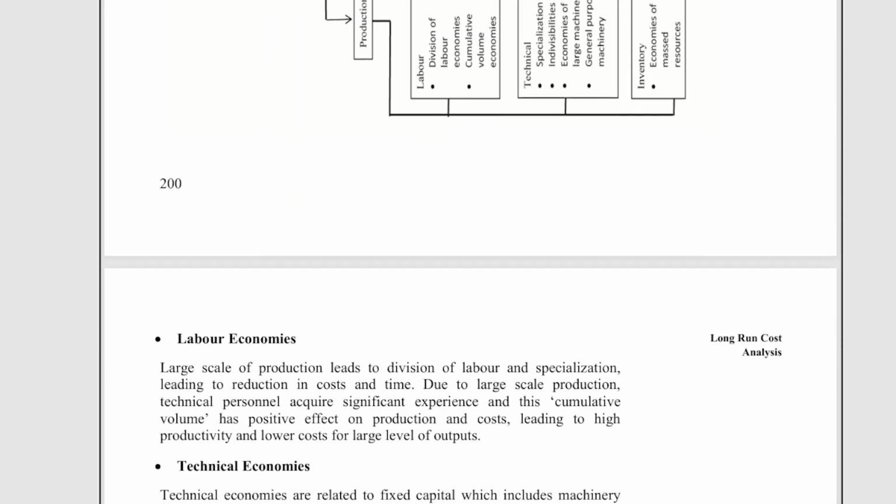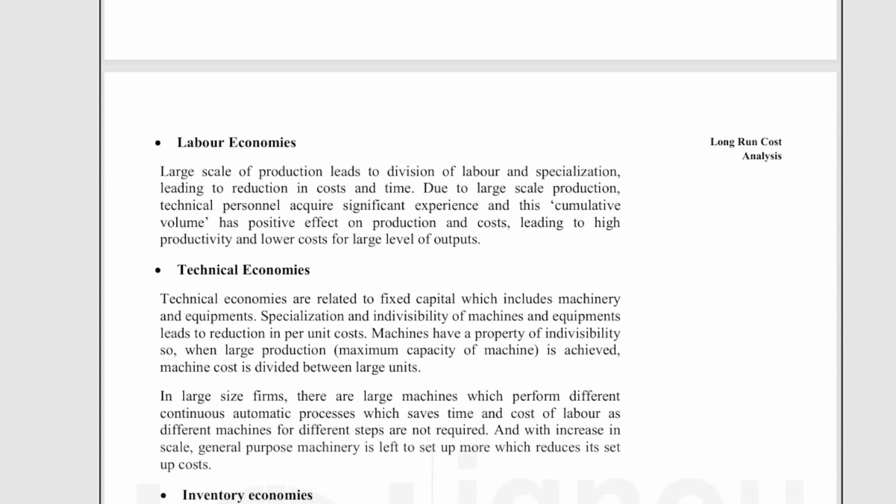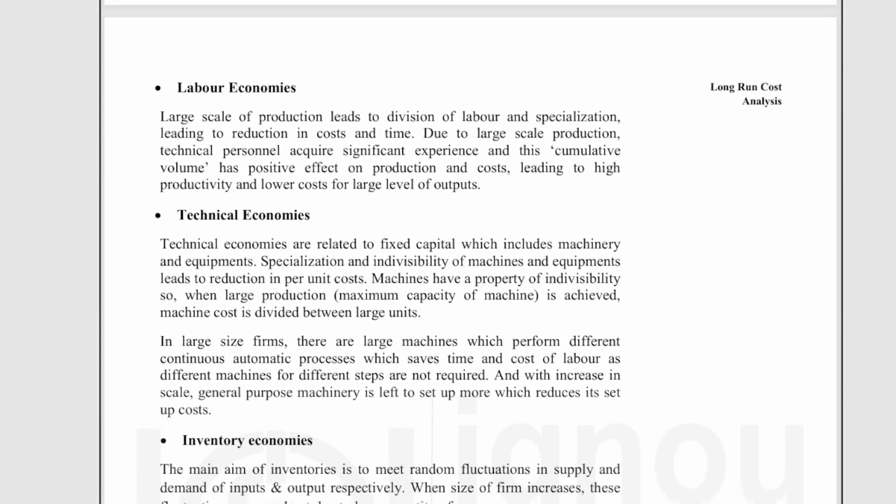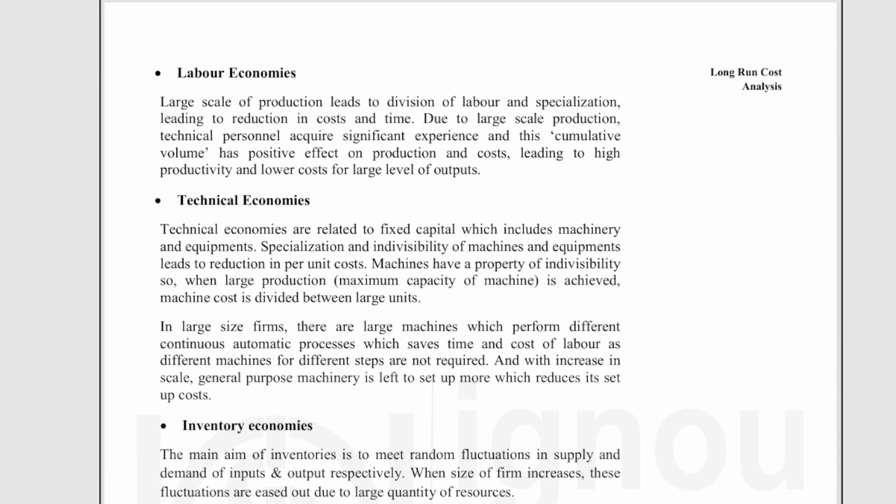Next is labor economies. Large scale of production leads to division of labor and specialization, leading to reduction in cost and time. Due to large scale production, technical personnel acquire significant experience, and this cumulative volume has a positive effect on production and cost, leading to high productivity and lower cost for a large level of output.